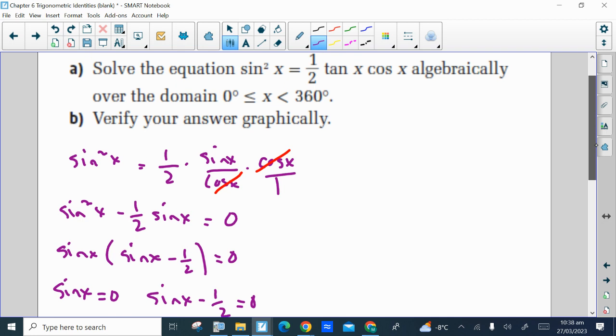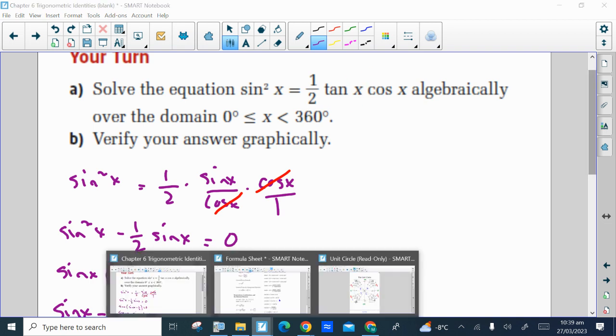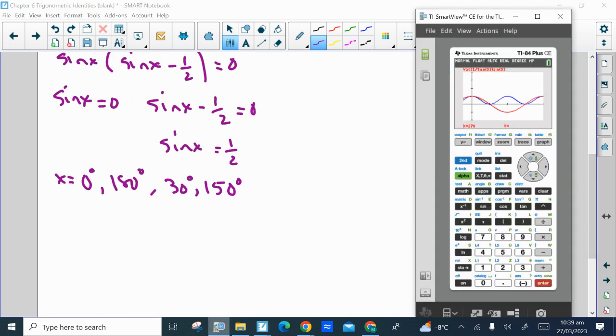There shouldn't be any non-permissive value. Oh yeah, there will be, because tangent is sine over cos. We can't have a denominator of 0, so cosine can't equal 0. So we'll use our graphing calculator to confirm that.